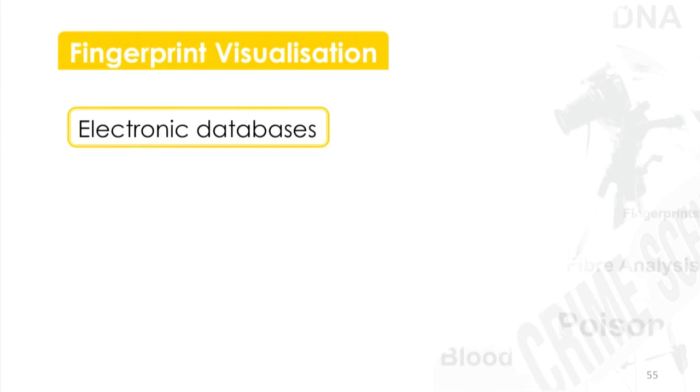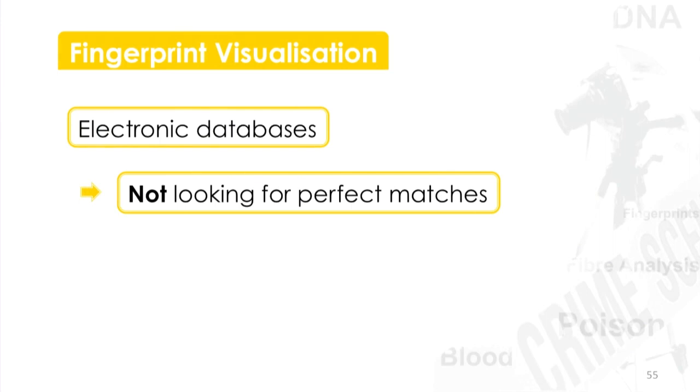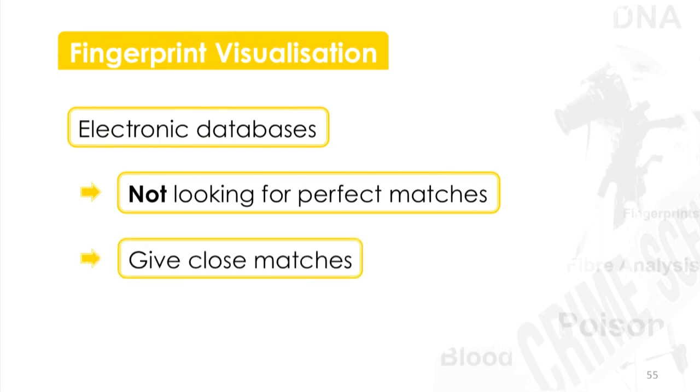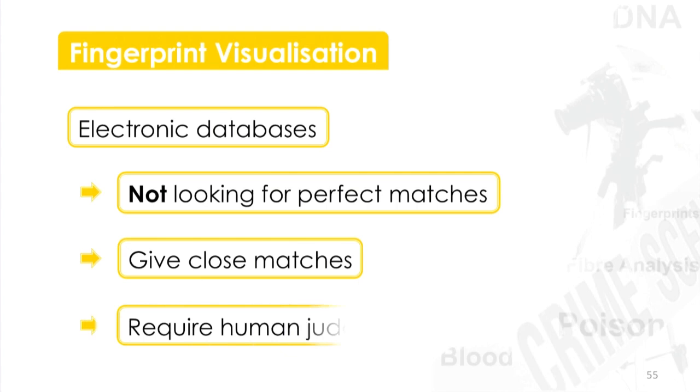When an electronic database searches through fingerprints, it's not looking for perfect matches, it's looking for close matches. And a search of a database will give a number of close matches, a number of hits. The final judgment then comes from a human fingerprint examiner. And usually that is very reliable. But as with every human activity, it can go wrong.